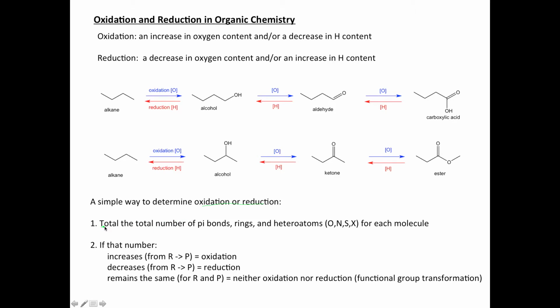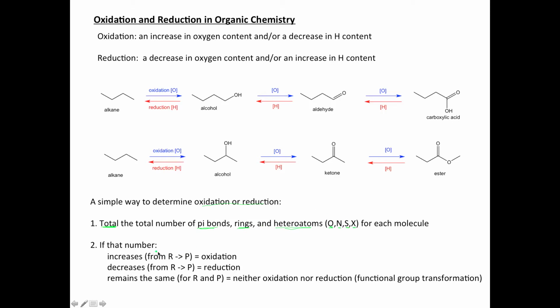molecules. What we're going to do is look at the sum, or total, of the number of pi bonds, rings, and heteroatoms found on each molecule. And heteroatoms, remember, are atoms that are not nitrogen or carbon. We're going to be counting oxygen, nitrogen, sulfur, and halogens and adding that up.